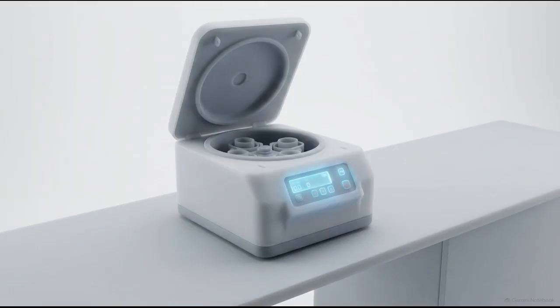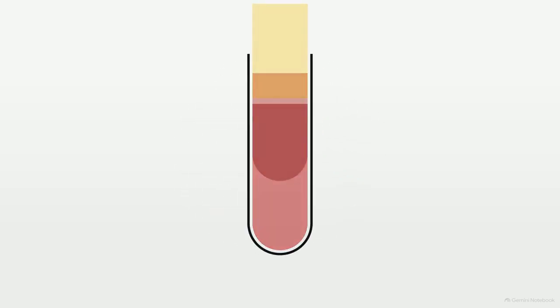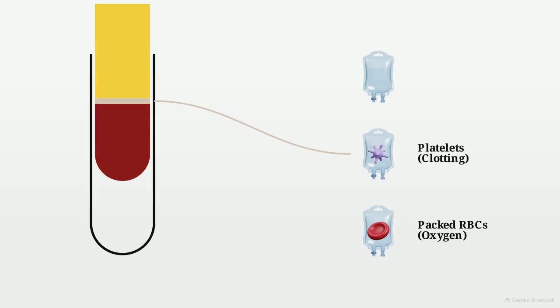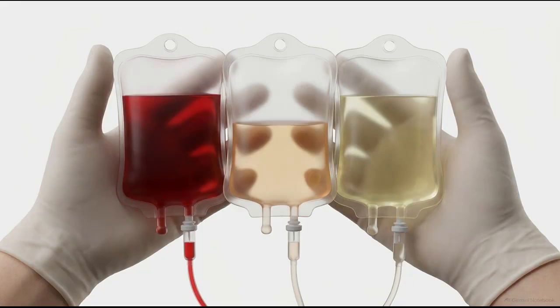To mitigate these storage lesions and maximize the utility of every donation, modern blood banks use centrifugation to separate whole blood into distinct layers based on density. This yields specific clinical products: packed red blood cells to restore oxygen capacity, concentrated platelets to fix clotting deficiencies, and cryoprecipitate, a plasma derivative enriched with factor VIII and fibrinogen. By fractionating whole blood, physicians avoid treating a specific deficit with a blunt instrument. Patients receive exactly the cellular components their condition requires.